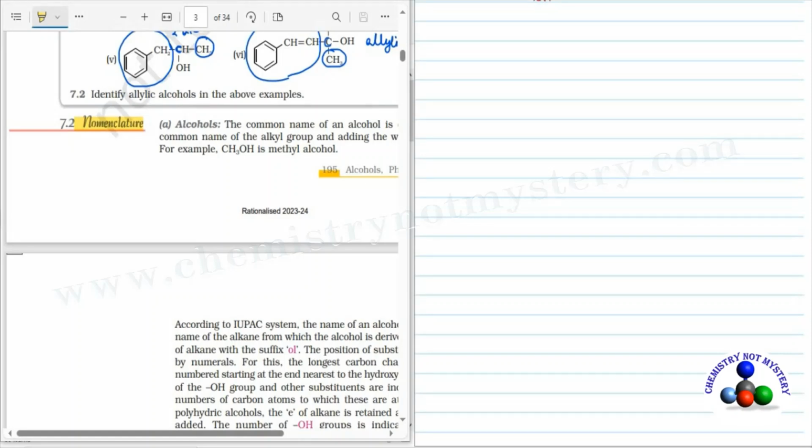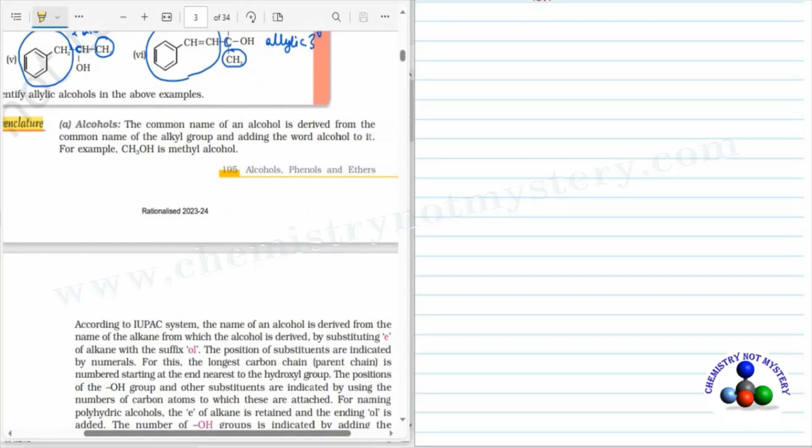Today we are going to learn nomenclature. So let's read from the book. Alcohol. The common name of an alcohol is derived from the common name of the alkyl group by adding the word alcohol to it. For example, CH3OH. This is derived from methane. So when you name the molecule, you will name it as methyl alcohol.